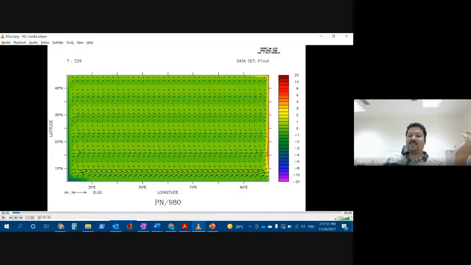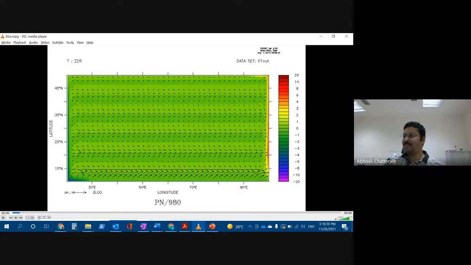So what is happening is that in the inertial motion, the rotation is cyclic. It is clockwise in the northern hemisphere, and the clockwise motion will be slower close to the equator compared to when you go towards the pole. And the period of this inertial motion is, as I just told you, what is the period? 2 pi by f.